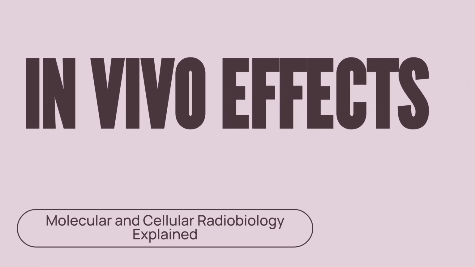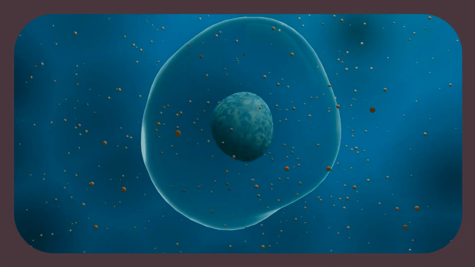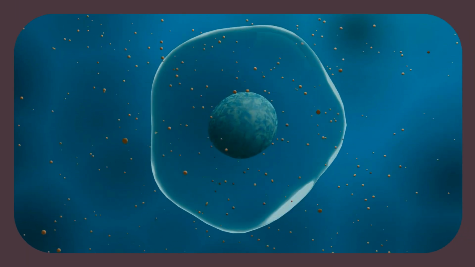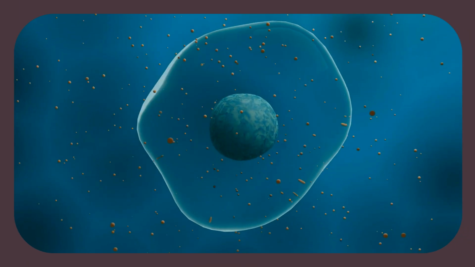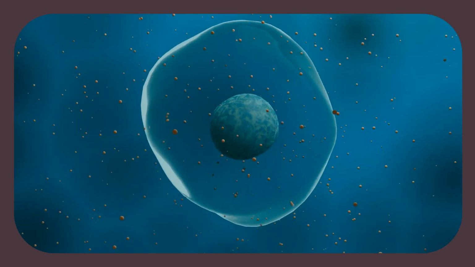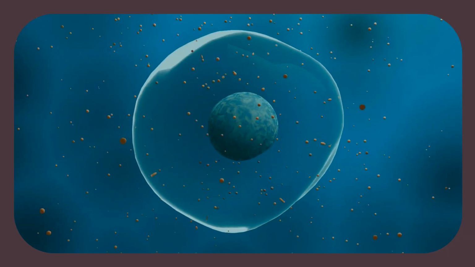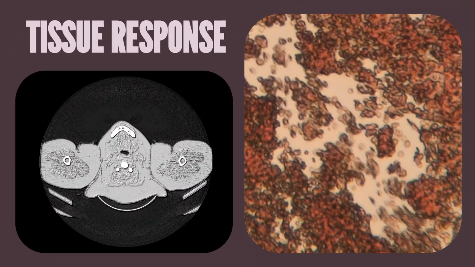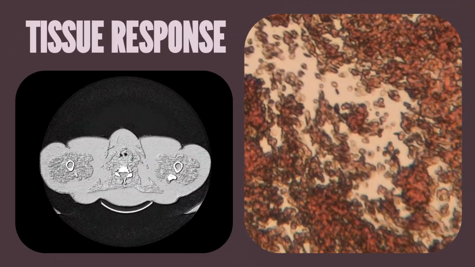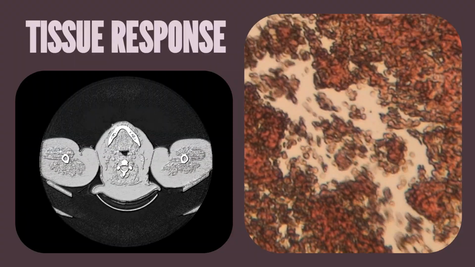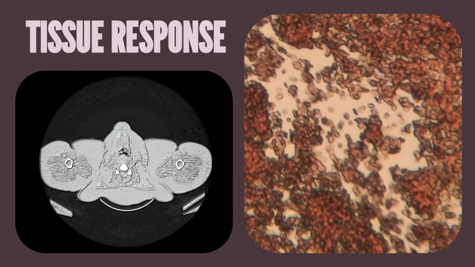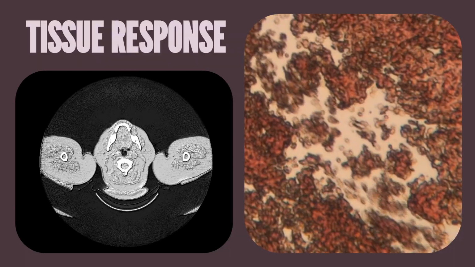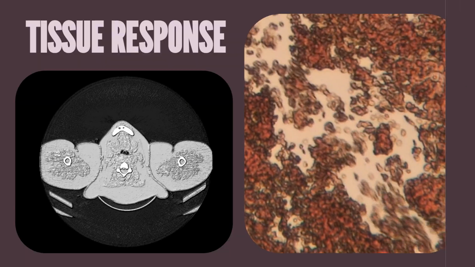Next, let's examine the effects of in vivo irradiation, which refers to radiation exposure within a living organism. In vivo irradiation leads to both direct cellular damage, where radiation directly hits cellular components, and indirect cellular damage primarily through the free radicals from water radiolysis. At a larger scale, in vivo irradiation can trigger diverse tissue and organ responses, from inflammation and reduced function to severe damage and organ failure, depending on the dose and sensitivity.